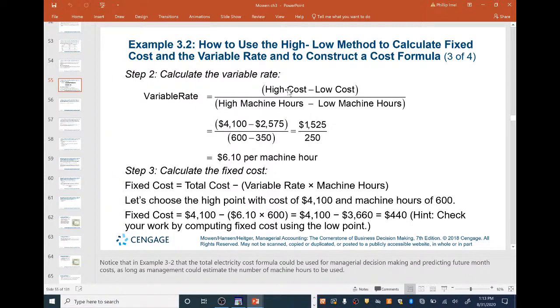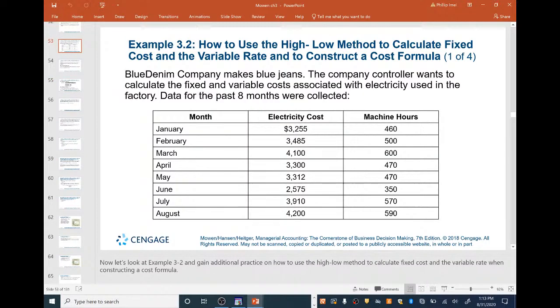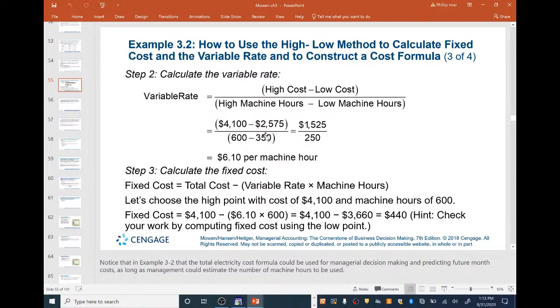So let's do our numerator first. High cost minus low cost. Go back to our chart here. High level was in March, so the high cost is going to be 4,100. The low cost was in June, 2,575. So let's go back to our formula. We can see that 4,100 for the high, 2,575 for the low. So we're just punching it in here.